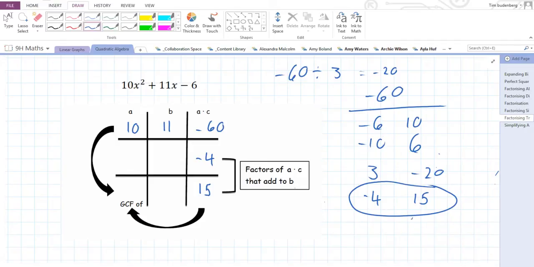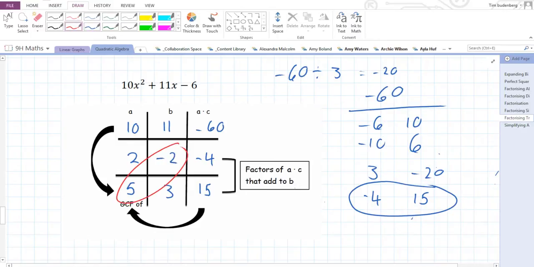Now, taking the highest common factor of the top left and bottom right, 10 and 15 is 5. Then, multiplying everywhere. 5 times 3 gets us to 15. 5 times 2 gets us to 10. 2 times negative 2 gets us to negative 4. Then, Band-Aid. Black half of the Band-Aid is 2x plus 3. Red half is 5x take 2.